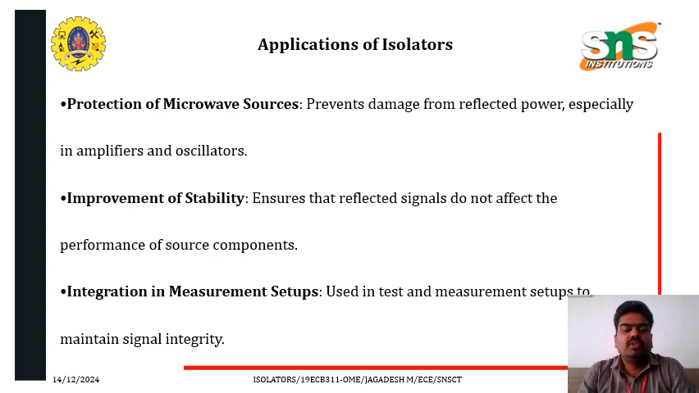When it comes to applications, it has several applications, and only a few important ones are mentioned here. The first is protection of microwave sources, which prevents damage from reflected power, especially in amplifiers and oscillators. Then improvement of stability, which ensures the reflected signals do not affect the performance of source components. Then integration in measurement setups, used in test and measurement setups to maintain signal integrity.